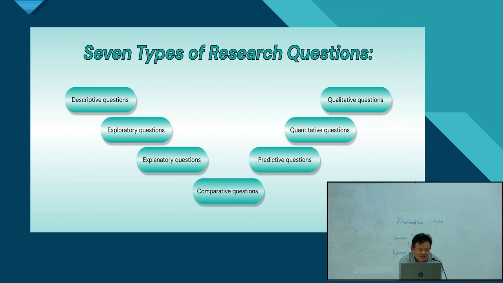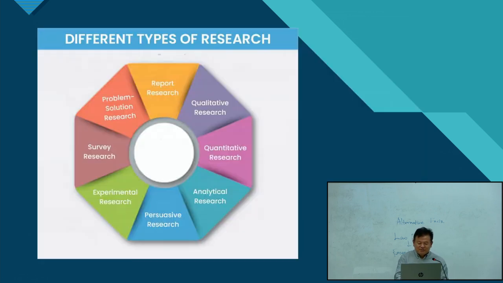But other researchers and other studies have a more detailed typology of research questions, which is seven types: descriptive, exploratory, explanatory, comparative, predictive, quantitative, and qualitative. These are the seven types of research question.